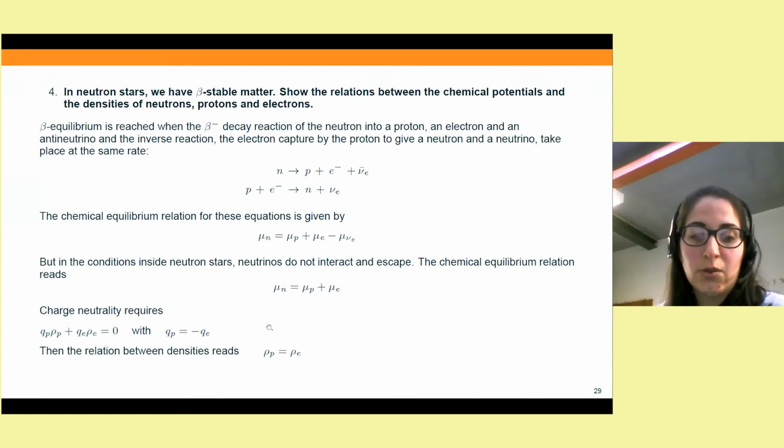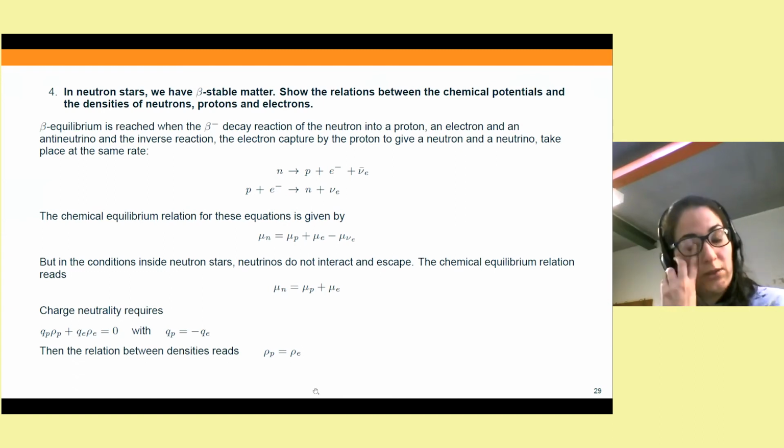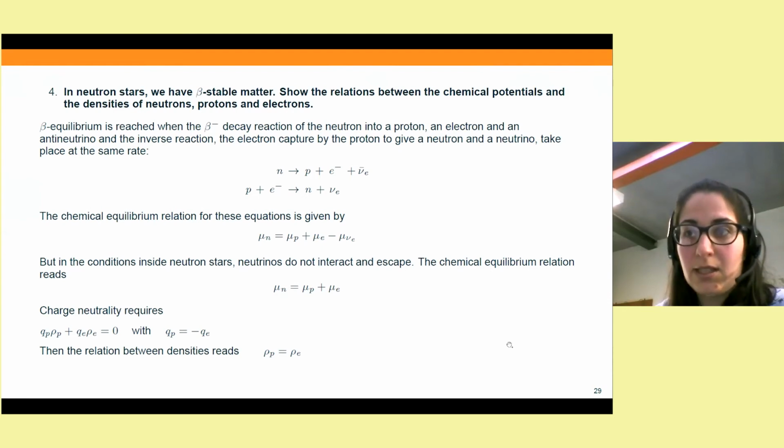Okay, so these are the two relations that we get for the chemical potentials and for the densities of protons, neutrons, and electrons. Is it clear?